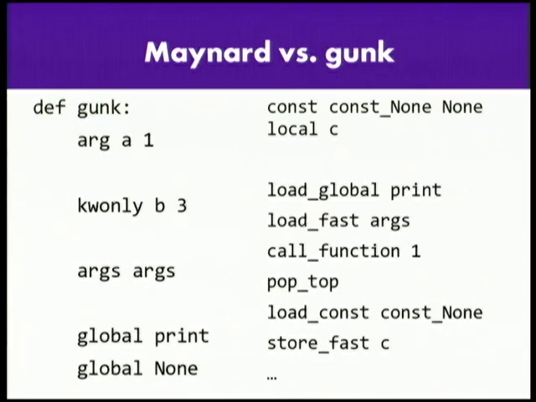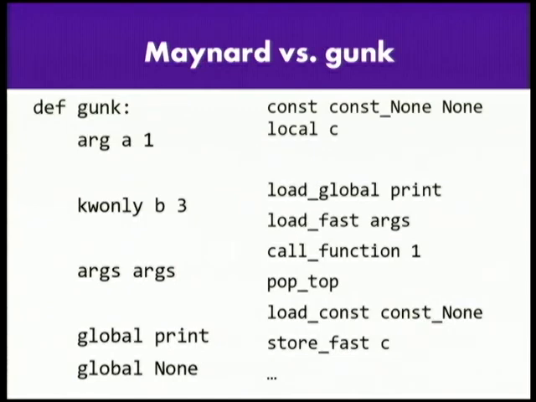We can see arg A1, that's a positional argument with a default of 1. KW only B3, that's a keyword only argument with a default of 3. We have star args, and that's called args. We have 2 globals, print and none. This is disassembling that dumb function that was assembled by Python, so the none string is still in globals even though we never use it. And we have a const called, I assign the name automatically, so it's called const underscore none, and it has the value of none. And we have one local variable called c.